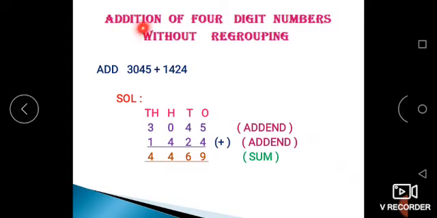Okay. Addition of 4-digit numbers without regrouping. That means adding without using the method of carrying the numbers; this is called without regrouping. Now we'll learn how to add 4-digit numbers. I give one example sum for addition without regrouping.